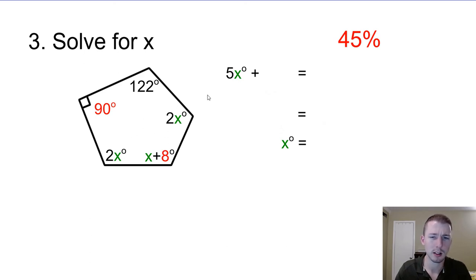We've got 5 sides, so 5 minus 2 is 3. 3 times 180 is 540. So all these add up to 540. Add our x's together. We have 5x plus 90 plus 122 plus the 8. It's going to be 220. It's all going to add up to 540.